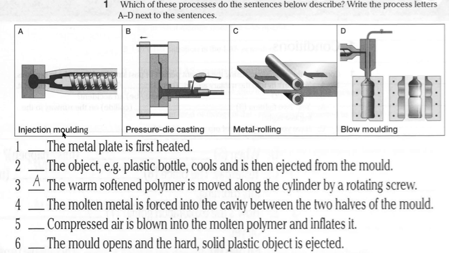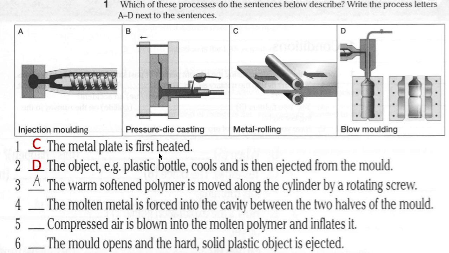Now let's check your answers. Let's read the first sentence. The metal plate is first heated. Which process is this? It's metal rolling. Good. Number 2, the object, for example, plastic bottle, cools and is then ejected from the mold. Which process is that? Good, it's blow molding.